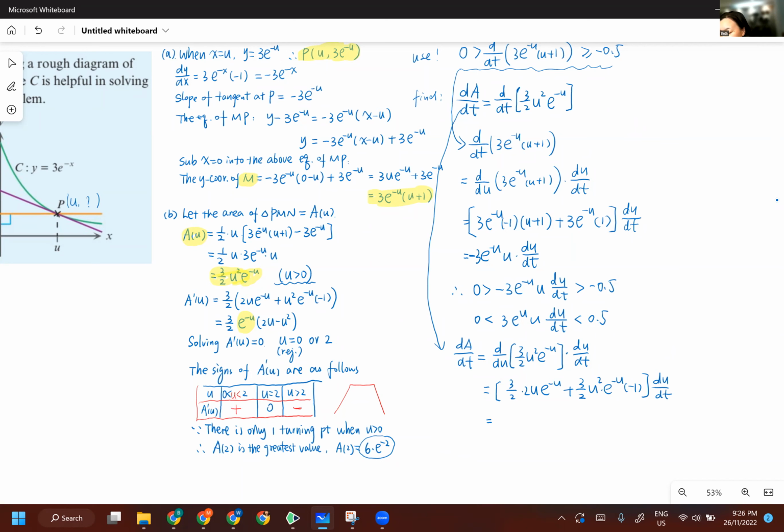When I simplify, I just simply take out e to the power u. E to the power negative u. I'm left with 3u and then minus 3 over 2 u squared du/dt.